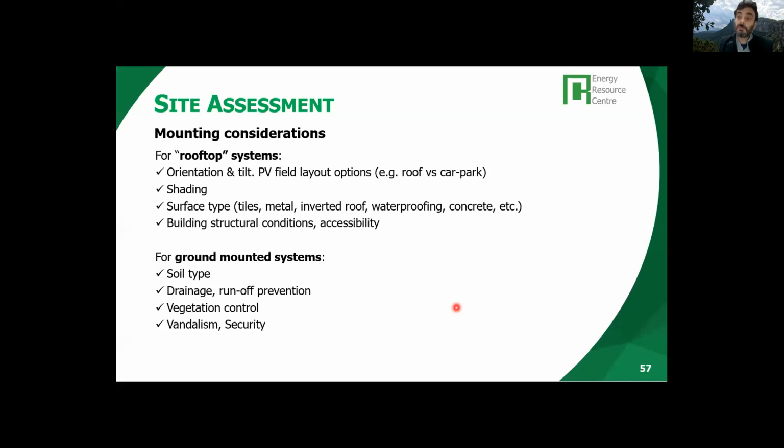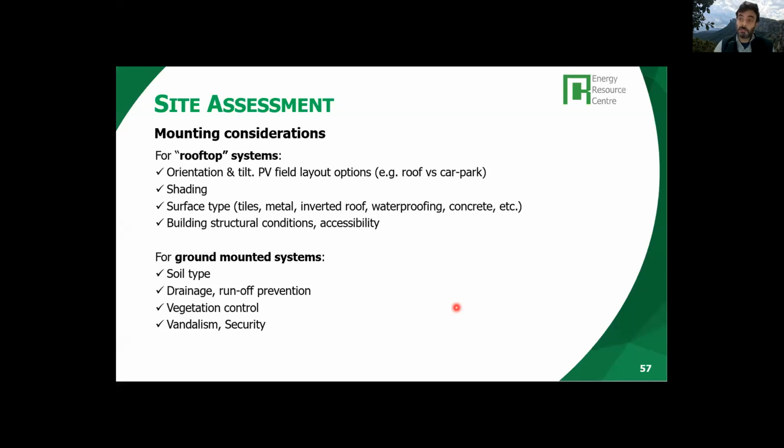And also the kind of building where we want to install a PV system. Is it a new building? Is it well built? I mean, is the structure strong, in good condition? Can we access the roof or not? Sometimes roofs are very difficult to access, etc.